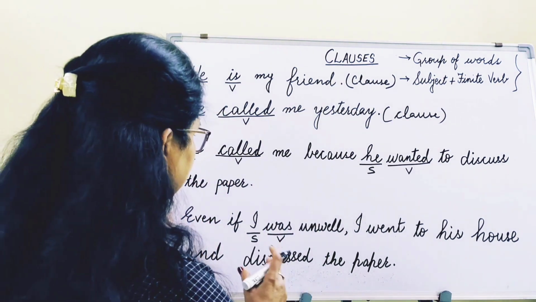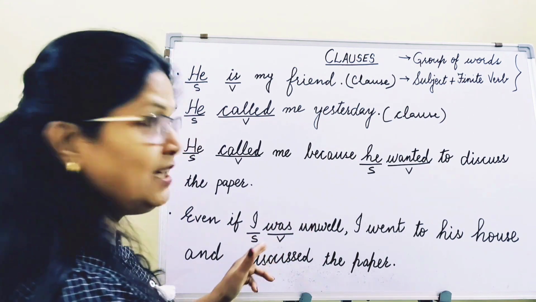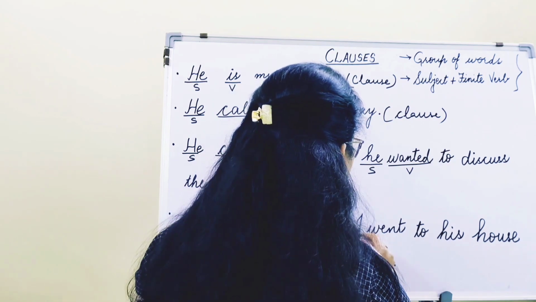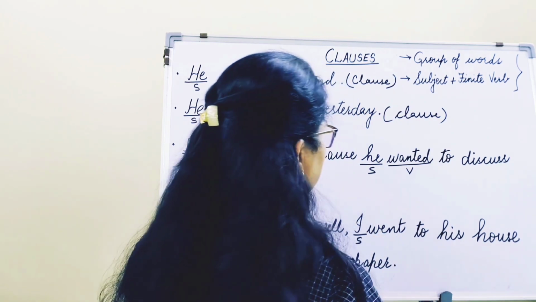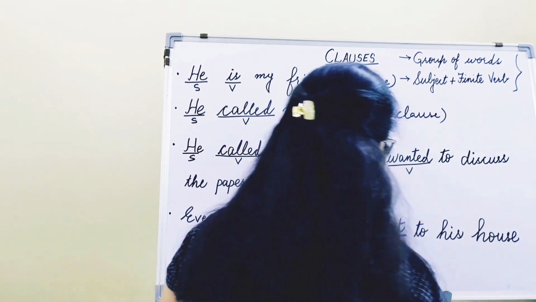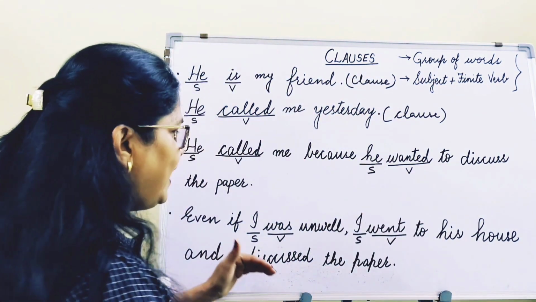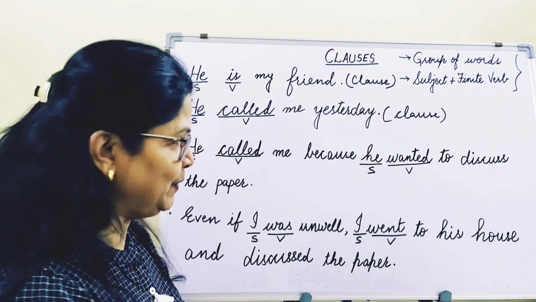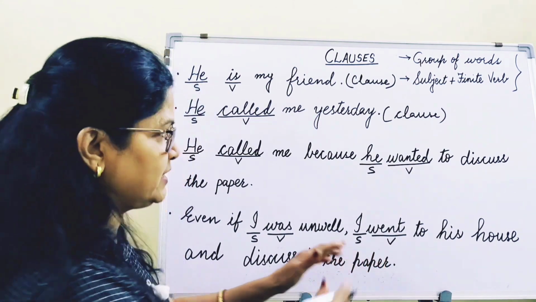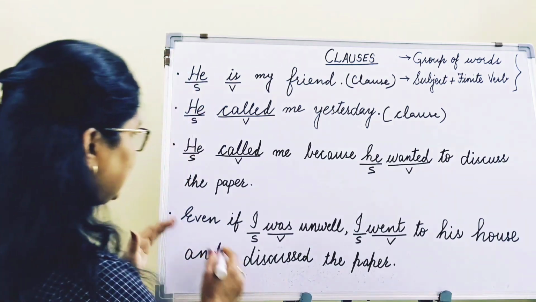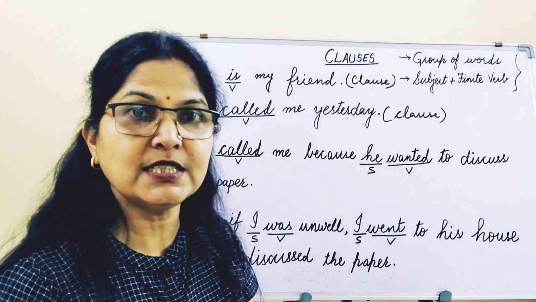So this is even if I was unwell. It's a clause. Now I went to his house. Again you see, I is the subject, went is the verb. So I went to his house and discussed the paper. This is another clause. It's a combination of subject and verb. Now you understood that this sentence also has how many clauses?